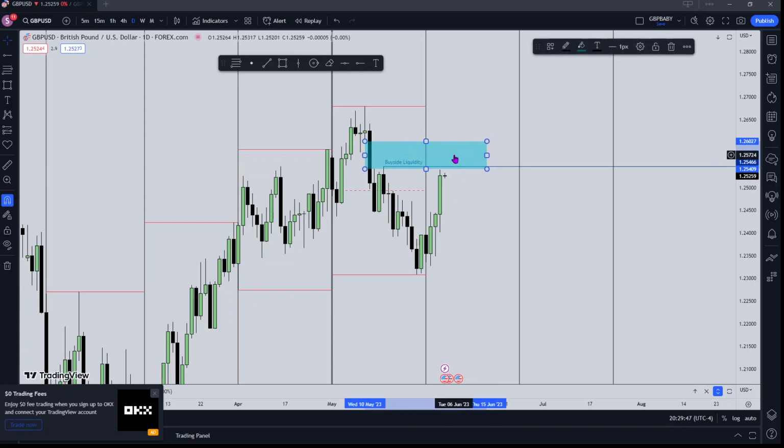And I'm also going to drag this out for the entire 20-day period here, because I'm expecting price to refer to it within this 20-day period. So that's going to take us right to the end of June.